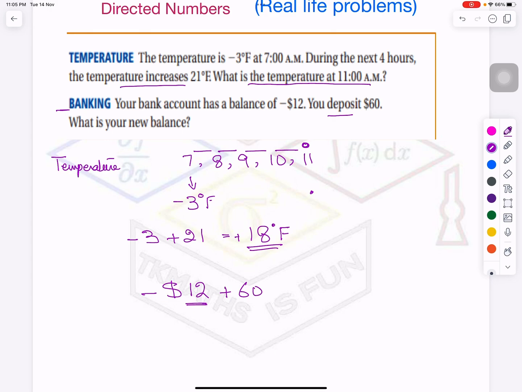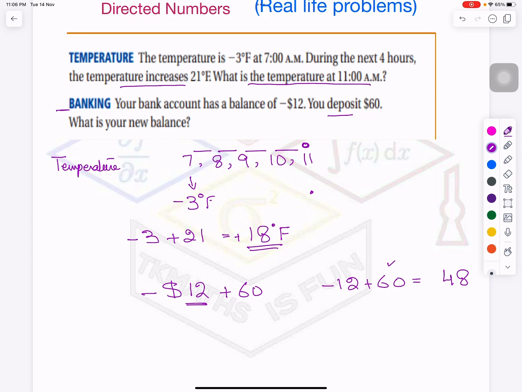So in short, I can say minus 12 plus 60, which is equal to, I told you in the previous video, whenever the signs are opposite, we always subtract, right? So if I subtract these two numbers, my answer will be 48. But the bigger numeral is 60, so I will use the sign plus. So plus we do not write usually.